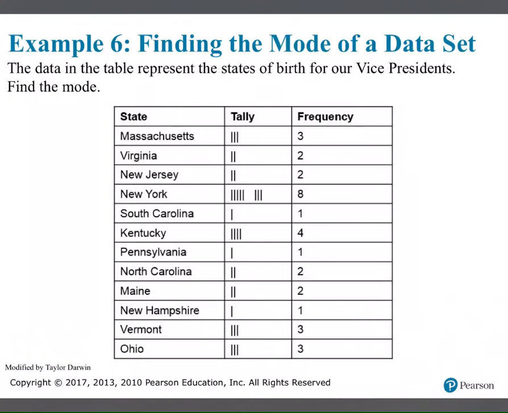So this table represents the state of birth for our vice presidents, and we want to find the mode. So this frequency table is our friend if we're trying to find mode. We are looking for the number that is occurring the most, which is 8. And there's no other 8. If there was another 8, we might have 2 modes, but in this case, we only have 1.